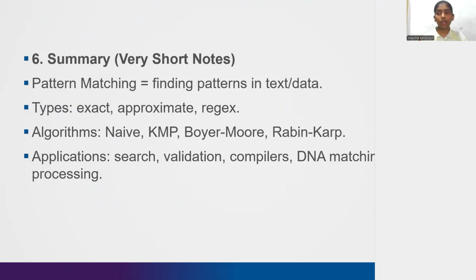So till now we have discussed many things. First we read what pattern matching is: finding patterns in text data, and we saw the types. There are three types: exact pattern matching, approximate pattern matching, and regex pattern matching. Next we discussed five algorithms: the naive algorithm, KMP algorithm, Boyer-Moore algorithm, and Rabin-Karp algorithm. And next we discussed applications like search, validation, compilers, DNA matching, and so on.